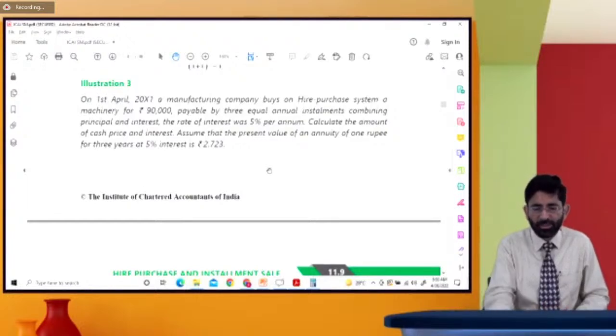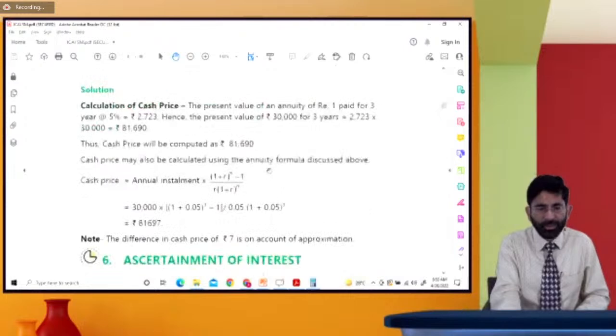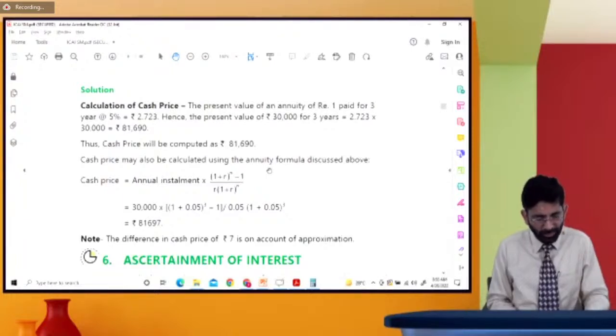So if IRR is given, it is really very simple, because in that case you have to multiply it with the IRR, the present value we can say, and you can get the answer. So the present value is used for multiplying with the amount of installment, and you can easily get the answer, beta.